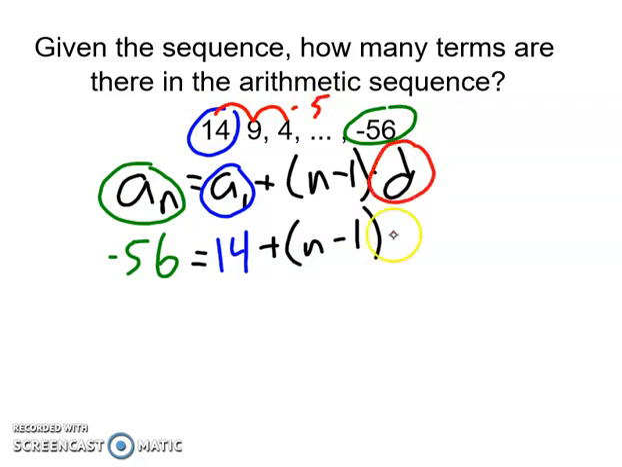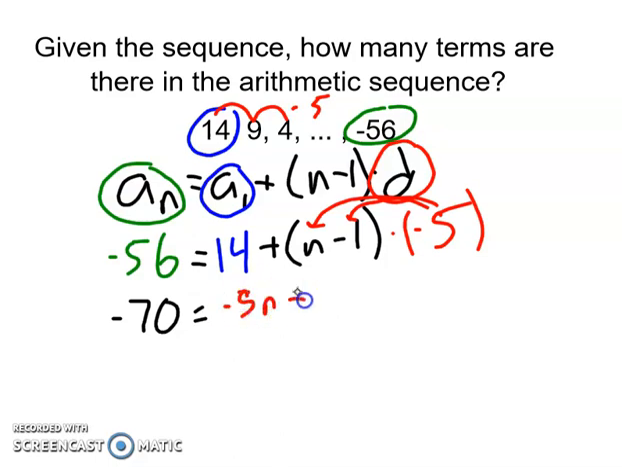But our difference here, 14 to 9, 9 to 4, we're subtracting 5. So our difference is going to be negative 5. I'm going to put that in parentheses. Okay, and what I'm going to do again is I'm going to distribute this negative 5 into my parentheses, and I'm going to be subtracting 14. So when we do that, negative 56 minus 14 is negative 70, is equal now to negative 5n plus 5. Remember, because negative 1 times negative 5 is positive 5.